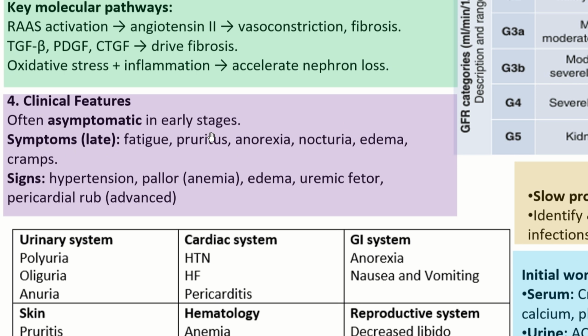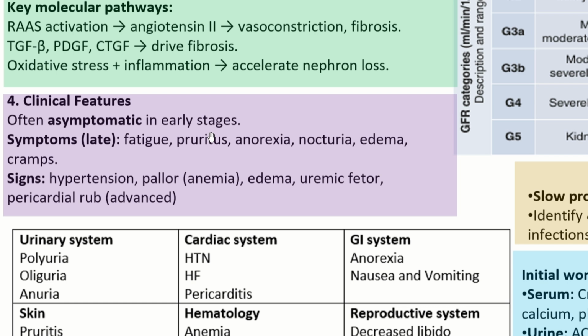So the clinical features are always going to come in very late. Most of the time, the kidney keeps on compensating. The other nephrons will always compensate and work hard for the ones that are lost. Left alone, that's when we shall have features of fatigue, pruritus, which is itching of the skin, and this is due to uraemia. We shall have anorexia, nocturia, which is increased urination during the night, and we shall have edema and cramps.